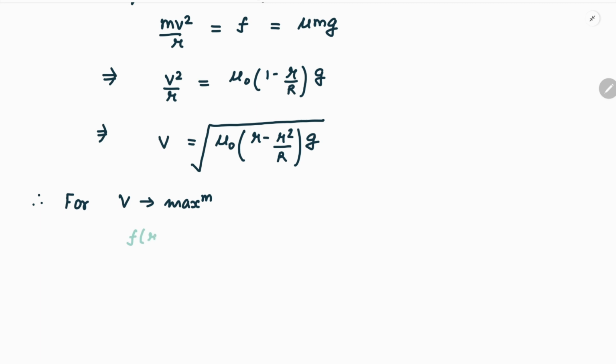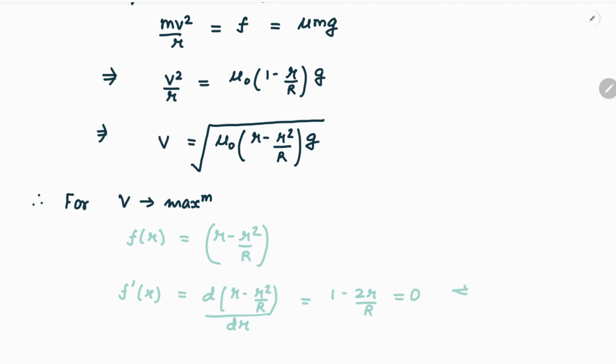we have this function of r, that is r minus r square by capital R. Everything else is a constant. If we differentiate this, that is if we calculate f dash r, that is we differentiate this with respect to r, so derivative of r minus r square by capital R, we get 1 minus 2r by R, and we equate this to 0. So we get small r being equal to R by 2.